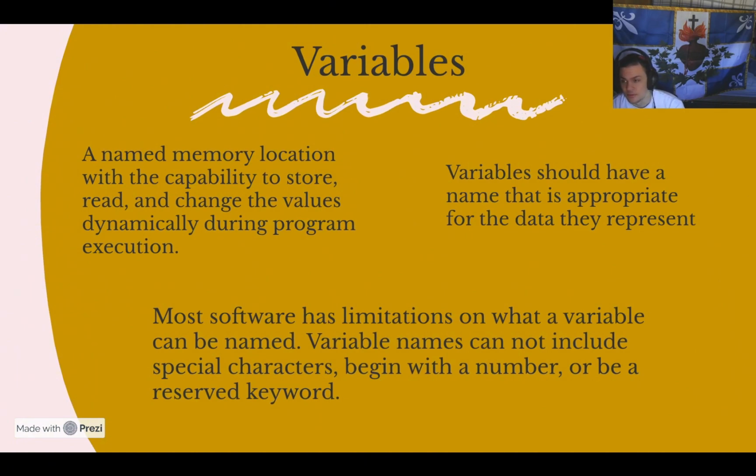So next we have variables. Variables are a named memory location with the capability to store, read, and change values dynamically during program execution. Variables should have a name that is appropriate for the data they represent. Most software has limitations on what a variable can be named. Variable names usually cannot include special characters. They can't begin with a number or be a reserved keyword.